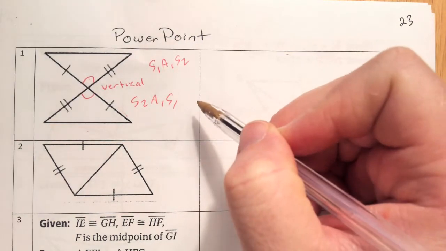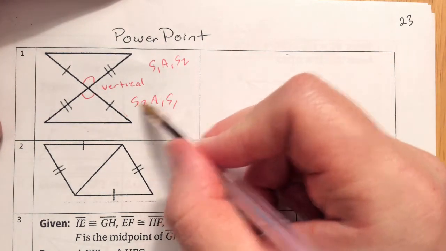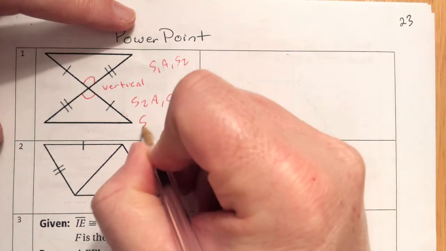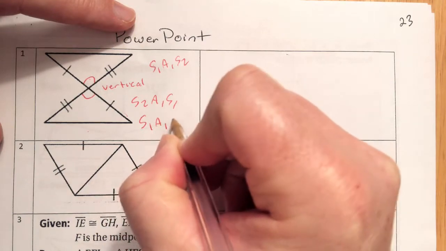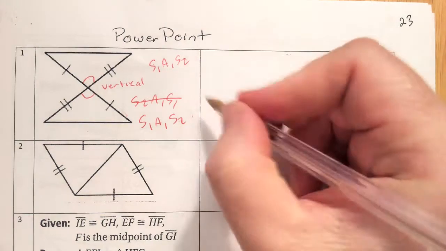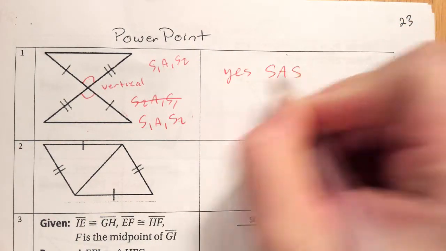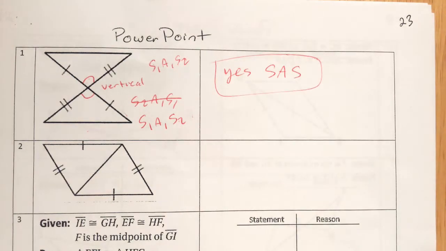No. Okay, well maybe I just went in the wrong direction on one of them. So if I take one of them and completely flip it around, that'd be side 1, angle 1, side 2. Now do they match? Yes, they do. So yes, this is congruent because of side, angle, side. And there's your answer. Okay, let's do the next one.